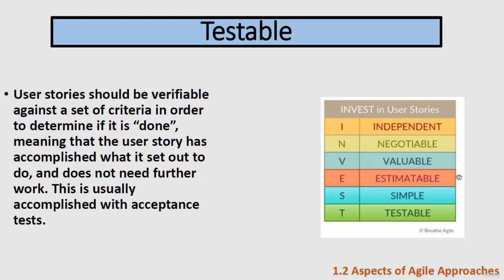The last thing is testable, which means that our user story can be tested, which means also that we can write acceptance criteria for it, and when the acceptance criteria are complete, that means that our user story is done.